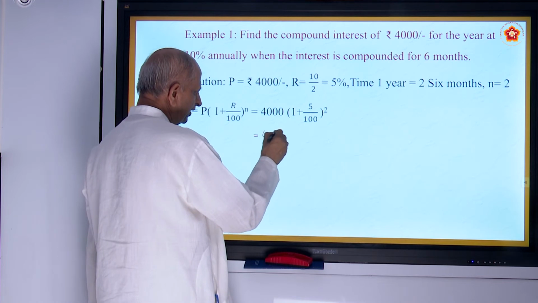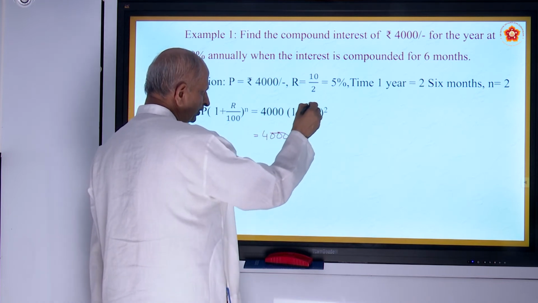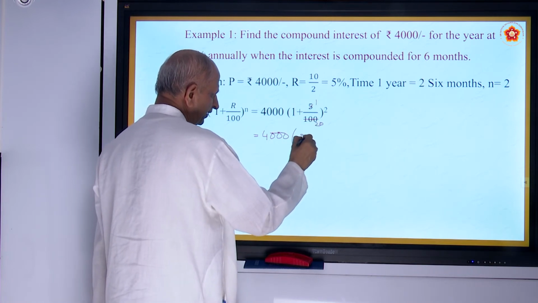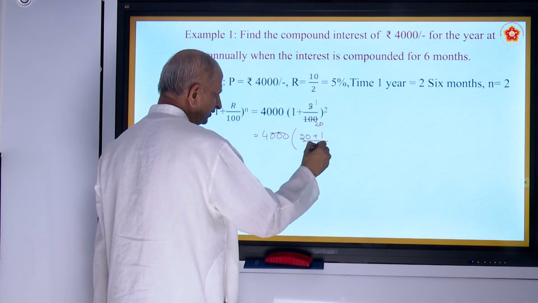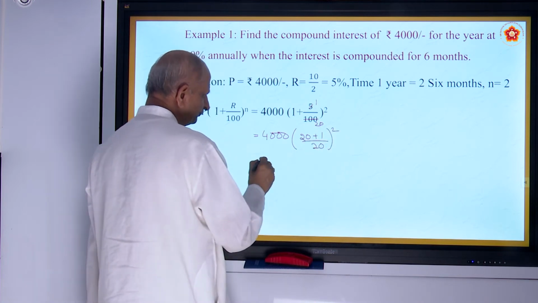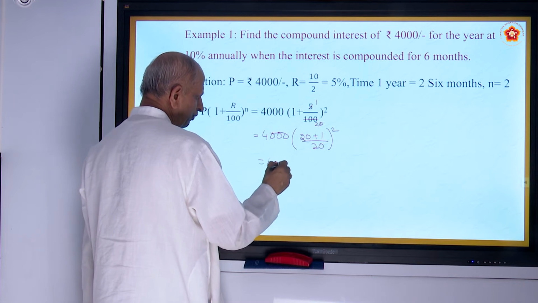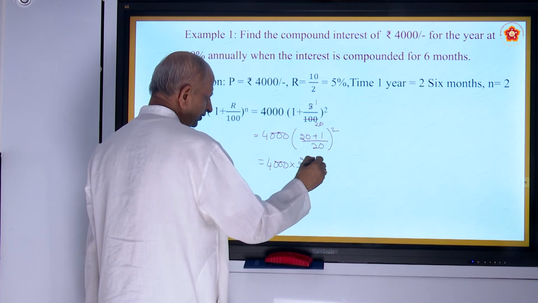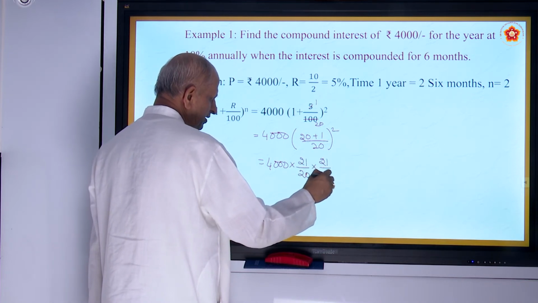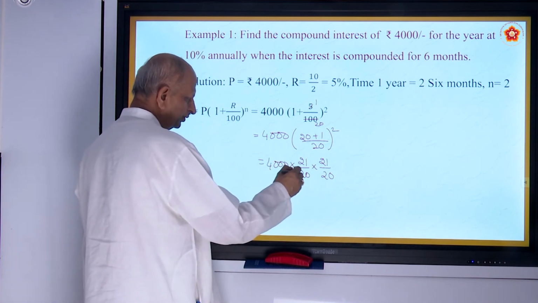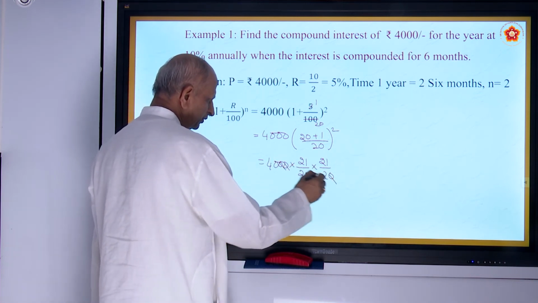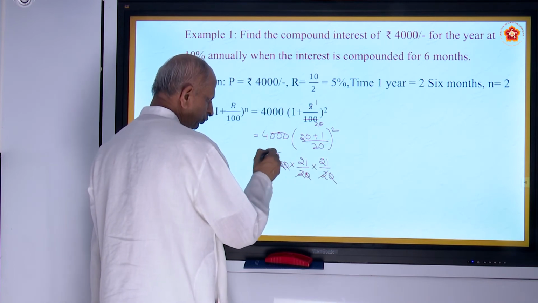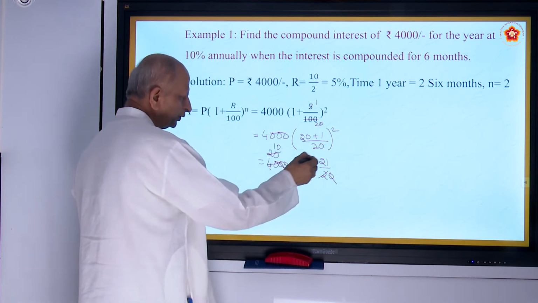So 4000 into, you can cancel: 5 ones are 5, 20s are... So take LCM, 20 plus 1 by 20 square, that is 4000 into 21 by 20 into 21 by 20, correct? So 0 0 cancels, 2 ones are 2, 20s are, 2 ones are 2, 10s are. So 21 and 21, how much?